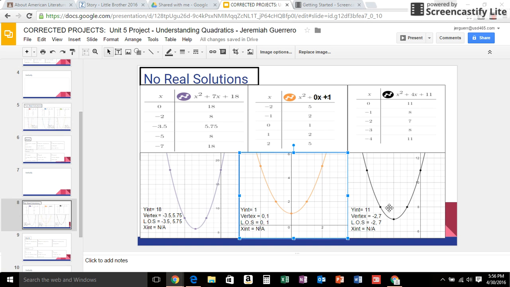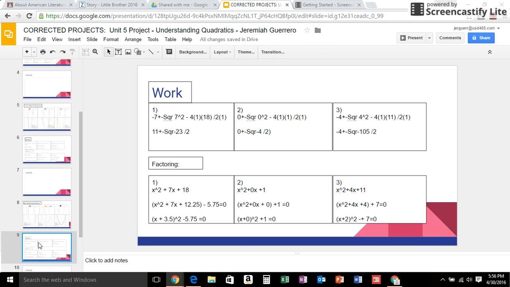And finally, the last equation. The y-intercept is at 11, this corresponding point over here. There are two other points, and the vertex is at (-2, 7), that's where the line of symmetry is also at. Again, the x-intercept is non-existent because this is no real solution, and it never touches the x-axis.